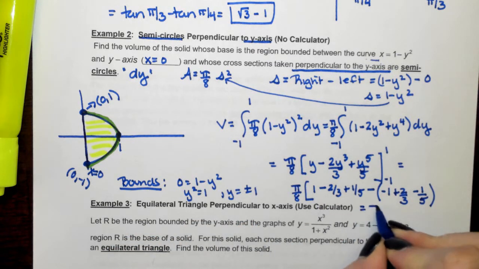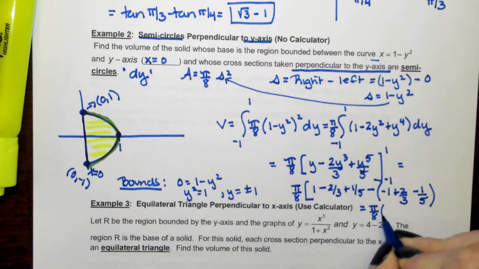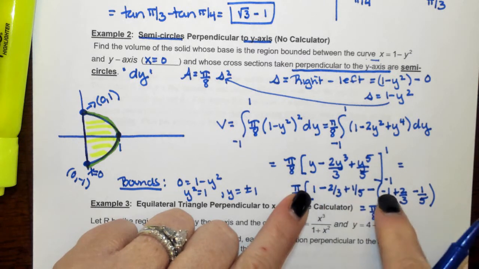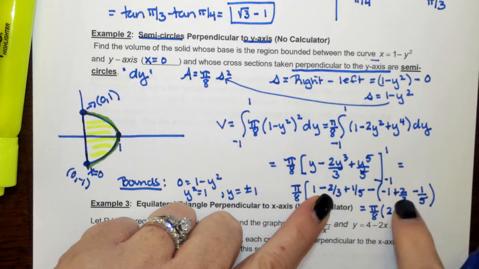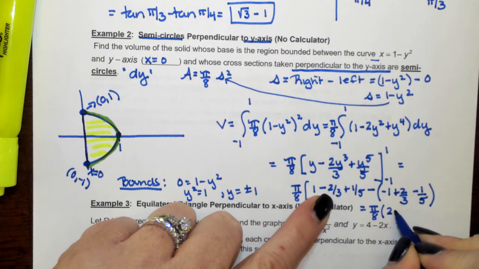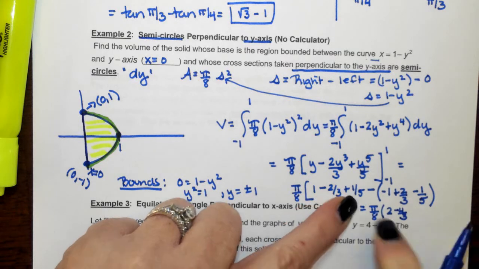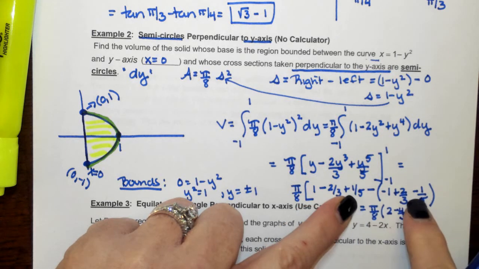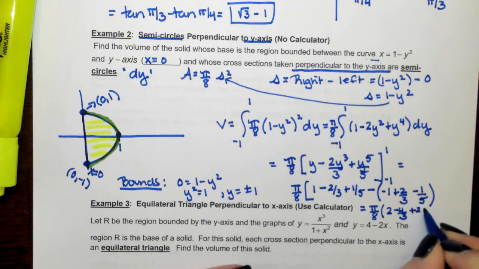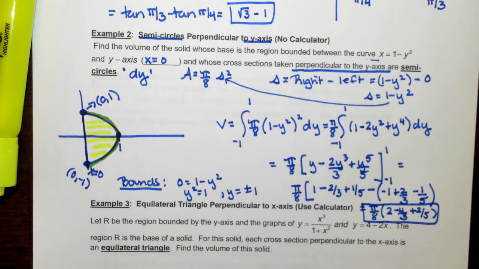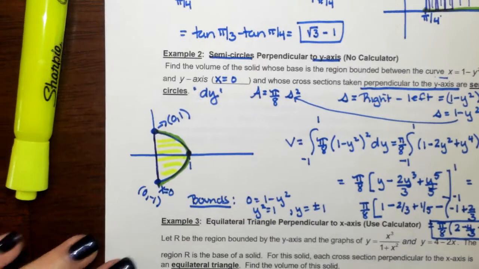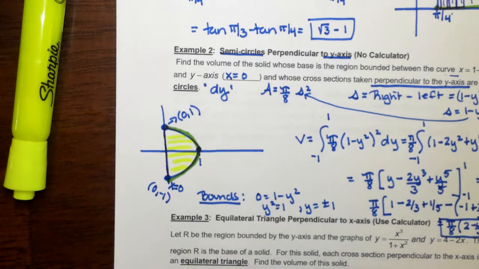So when I simplify this, you have pi over 8 times 1 minus negative 1 is going to give me a 2. Negative 2/3 minus 2/3 is a negative 4/3. 1/5 minus a negative 1/5 is going to give me a positive 2/5. And there's your answer.